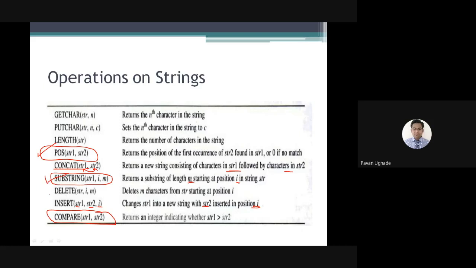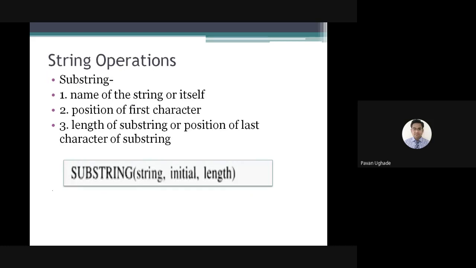So these are the basic operations, of which we will mostly be using position and substring in the coming days, to get the substring and to check pattern matching. One program we will be getting in laboratory sessions, and in the examination it used to be asked for 8 to 10 marks. So we'll be seeing all those things. Basically we'll be seeing how the substring operation in a string happens. For substring we require three things: the name of the string itself, the position of the first character, and the length of the substring, or the position of the last character of the substring.